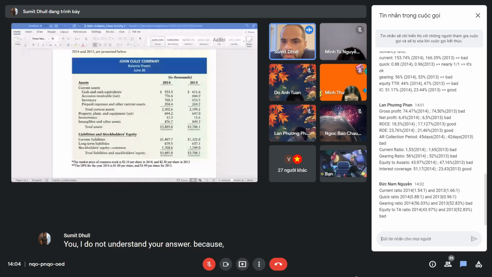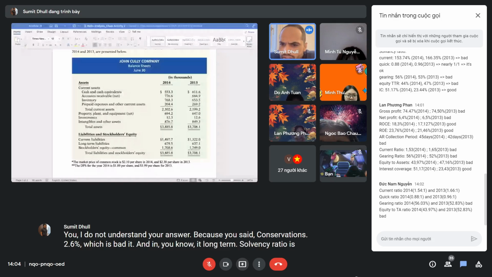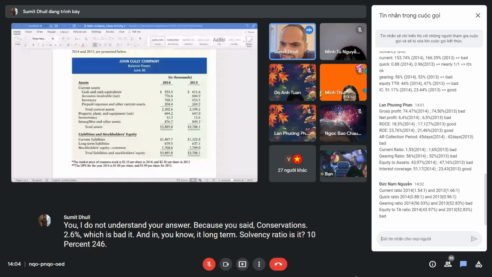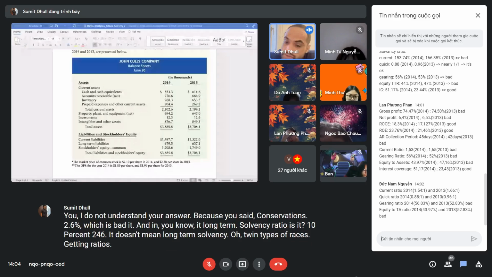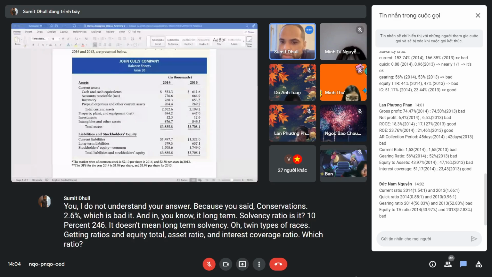Because you said solvency ratios 2.6 to 2.7, which is bad. Is it solvency ratio or is it current ratio? And again, 0.08 long-term solvency ratio is 16% to 46%. What does it mean, long-term solvency? Solvency has different types of ratios: gearing ratios, equity to total asset ratio, and interest coverage ratio. So which ratio should we verify that?